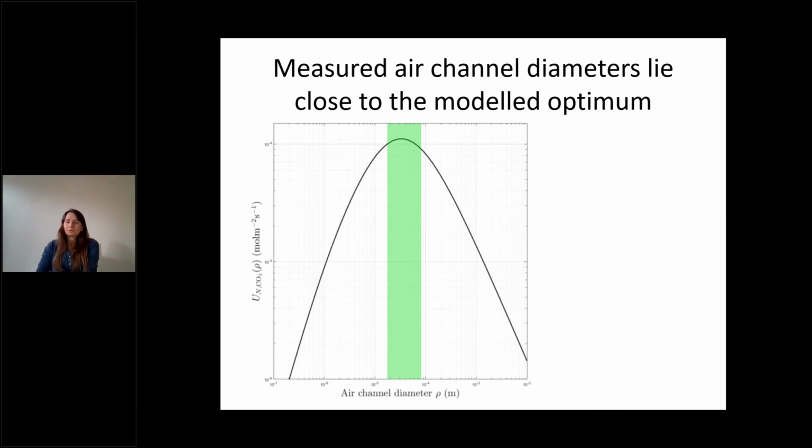So one of the first things that we can do with this model is to ask, if we vary air channel diameter, what will the CO2 uptake be? That's sort of our major output, as I displayed in the slide before last. And one of the interesting things we found is that measured air channel diameters from the leaves, or equivalent air channel diameters, as I explained in the previous slide, do lie within the range that is predicted by the model to give maximal CO2 uptake, which is quite an interesting result.